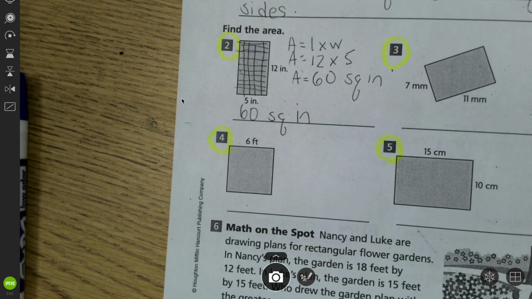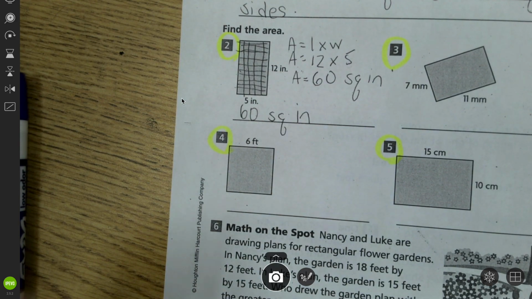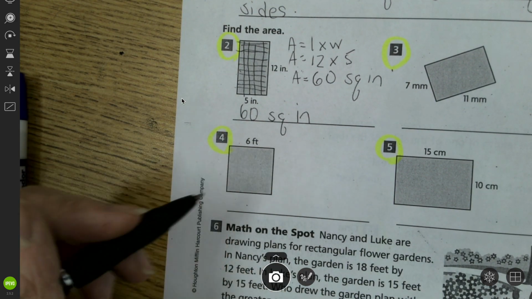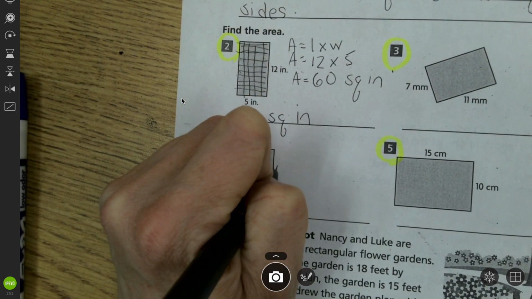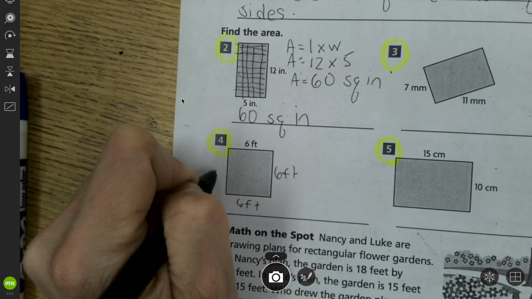So I'm seeing a rectangle, but only one side is labeled. What type of shape does this rectangle look like? What do you think that looks like? A square. And in a square, all sides are? There are 4 sides, so all sides are equal. So if this side is 6, this side is 6. If this side is 6, this is 6, right?